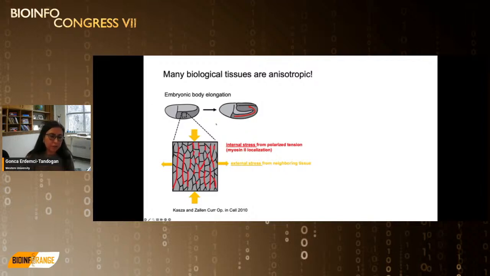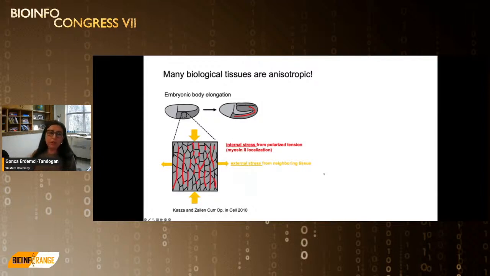For example, I would like to go back to this cartoon where I introduced embryonic body elongation. If we zoom into this tissue in this region, and this darker gray region extends over time, this tissue is an anisotropic tissue, and here's the anisotropy. There is a polarized tension between cell-cell edges, which in this cartoon is represented by these red lines here, which is the internal stress from polarized tension, where the myosin tension-generating protein localizes and creates these cables for the tissue, which creates this anisotropy. Or there's also another source of anisotropy here. There are external stresses coming from the other tissues in the embryo, and these external stresses can actually shear this tissue over time, eventually contributing as an external force to the tissue.